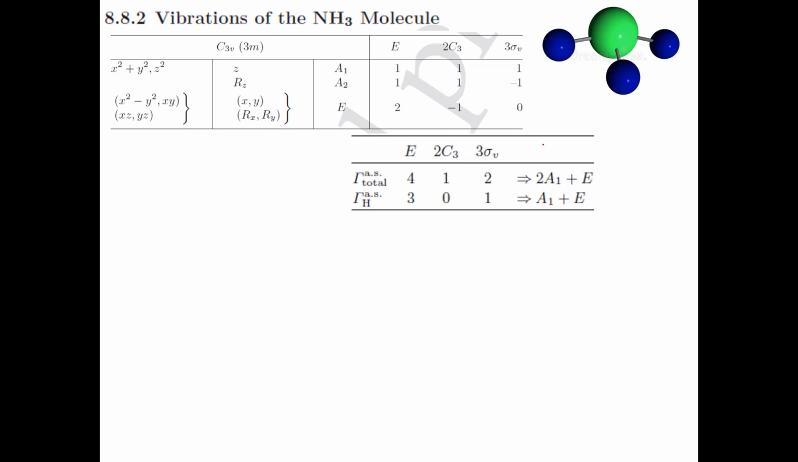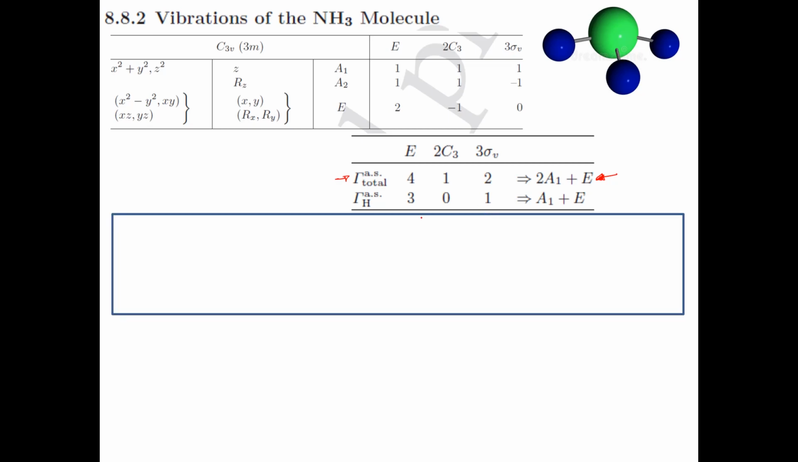So let's calculate. This is the calculated equivalence representation right here. For the identity, all atoms remain invariant. For the two C3 operations, only the central nitrogen atom remains invariant. And for the three sigma V operations, two atoms, one nitrogen and one hydrogen, remain invariant. So these are the characters 4, 1, 2. When you decompose into irreducible representations of the group, you have 2A1 plus E. You could also do the atom site characters for hydrogen only. We have done that already, and you basically add 1, 1, 1 to get this equivalence representation, because for all symmetry operations the nitrogen atom does not move.